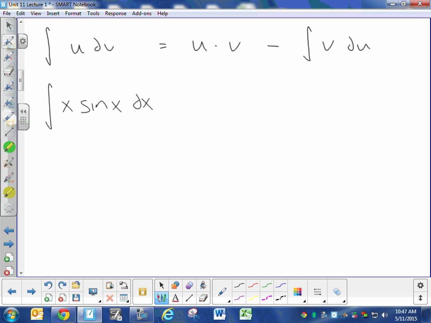Well, what I'm going to do, right underneath this integral, I'm going to have to figure out what is u in this integral and what is dv. I'm going to have to split this into the two separate pieces. What is u and what is dv?